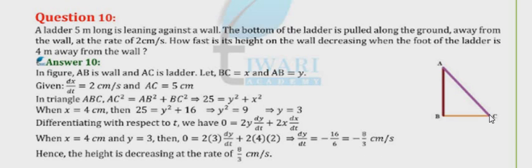It means C point is going away from B at the rate of 2 centimeter per second, but at this point A is coming down at the rate of 8 by 3 centimeter per second. 8 by 3 means 2 point something. So this means this is going away with the speed of 2 and this is coming down with the speed of 2 point something. So both speeds are not same.